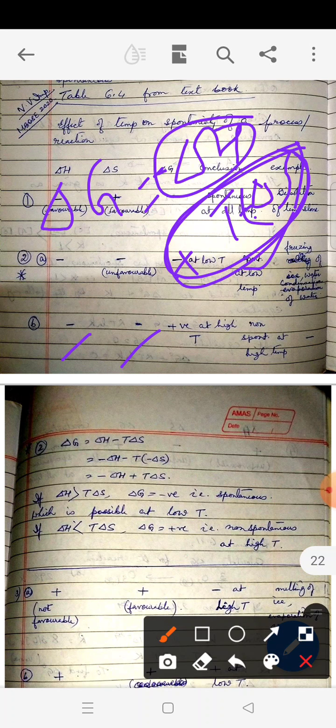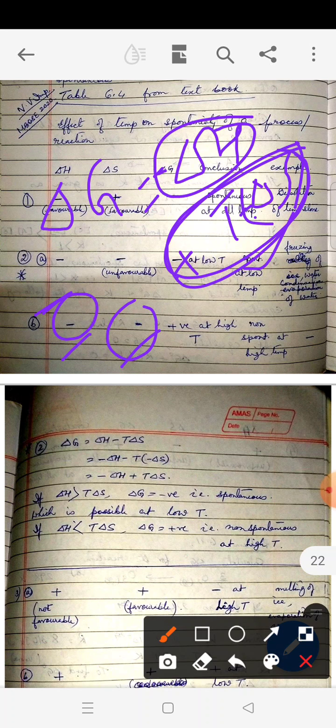And how does the sign of delta G become positive? The sign of delta G becomes positive, meaning the process is non-spontaneous. That means exothermic processes, if they are not favored by entropy, then the process becomes non-spontaneous at high temperature.